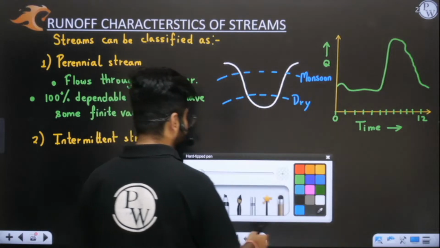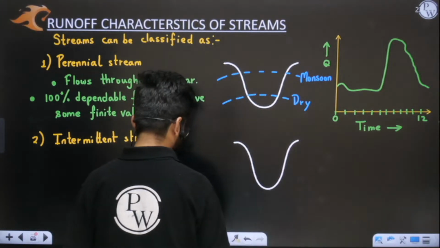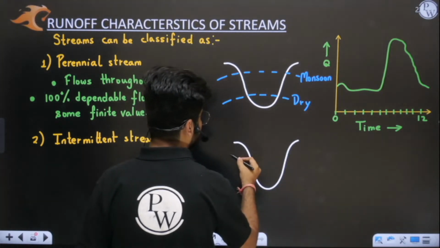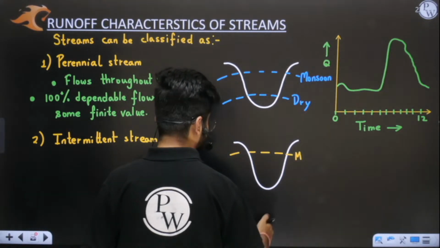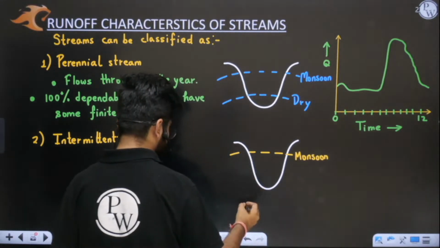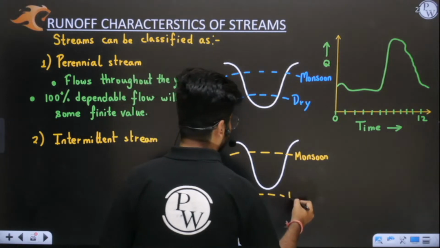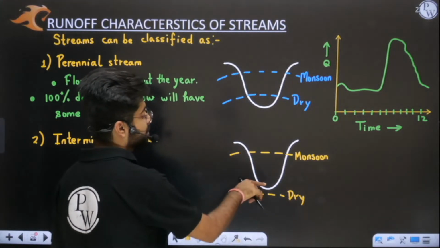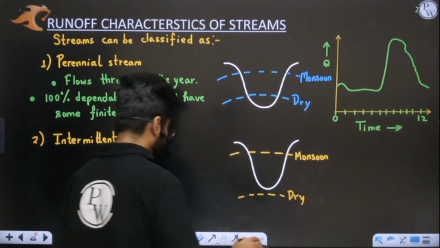Let me show you the cross section first. Let us say this is your cross section. In monsoon season, I will see that water is there. But in dry season, water will go below the surface, so you will see no water there. In dry season, the water will dry up so much that the level of water will be even below your river bed, so no water you will see.